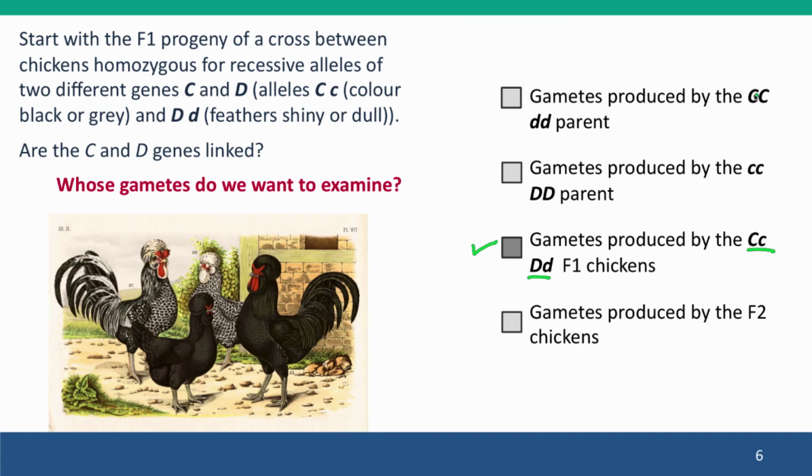There's no point in looking at the gametes produced by this homozygous parent or by this homozygous parent because they'll all be the same. Similarly, we don't want to look at the gametes produced by the F2 chickens. It'll be much too complicated. These are the gametes we care about.